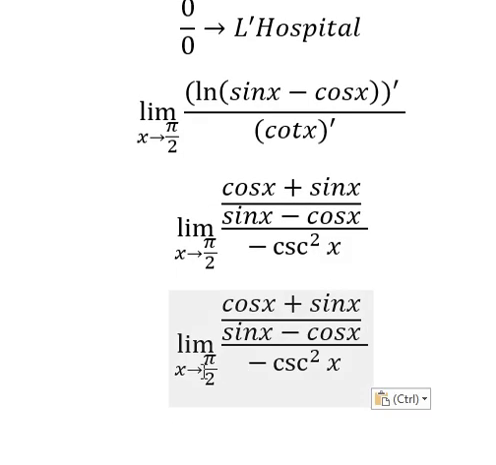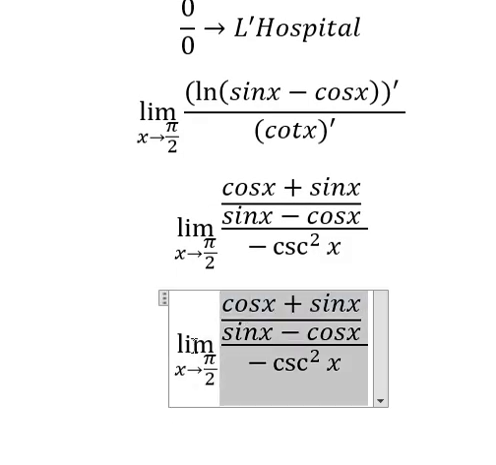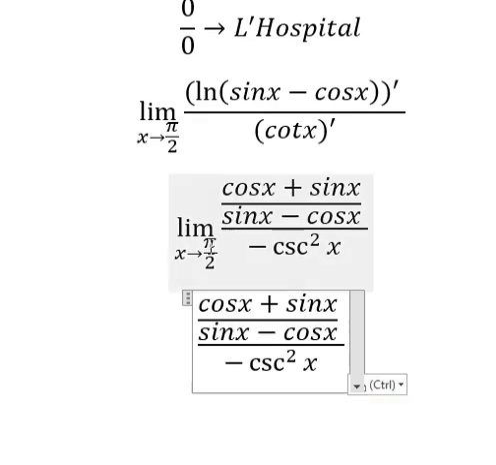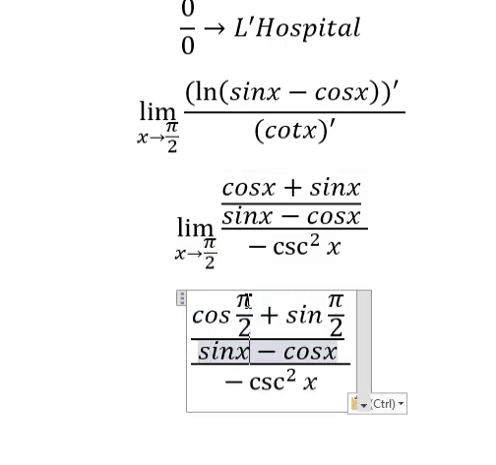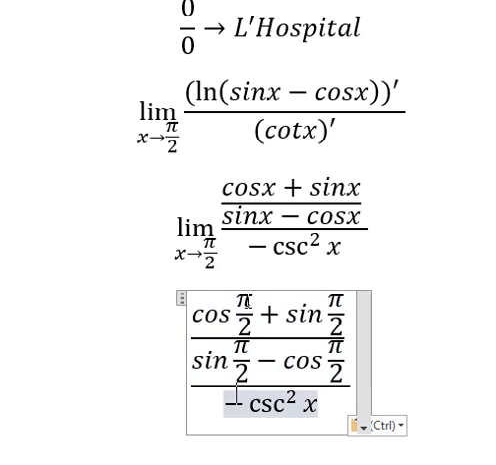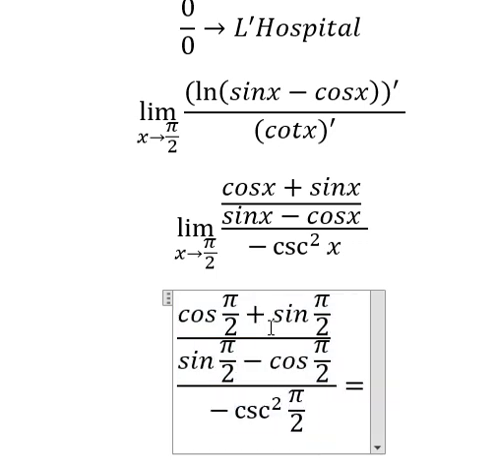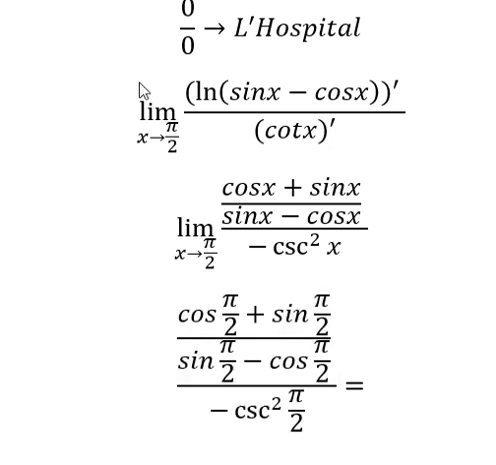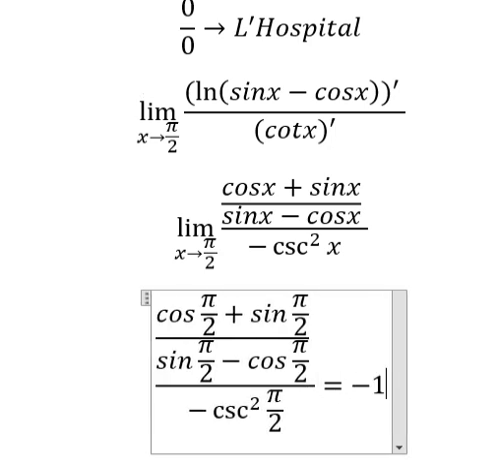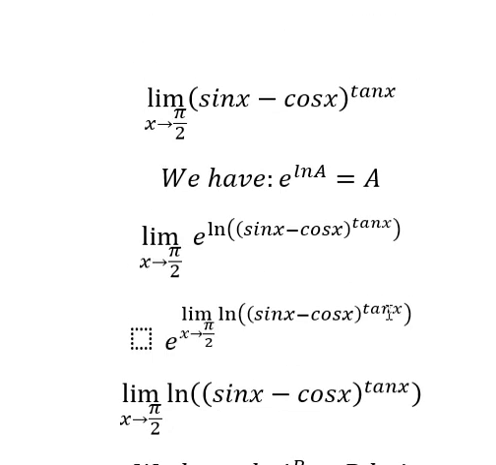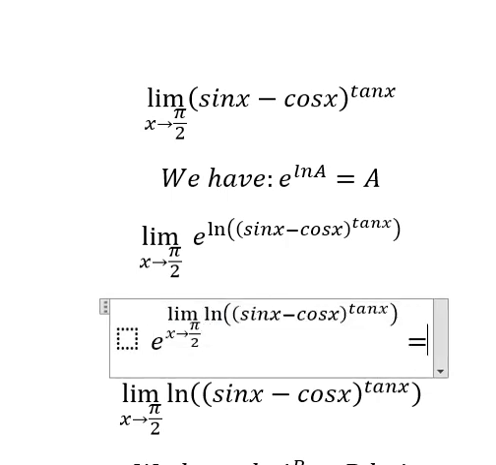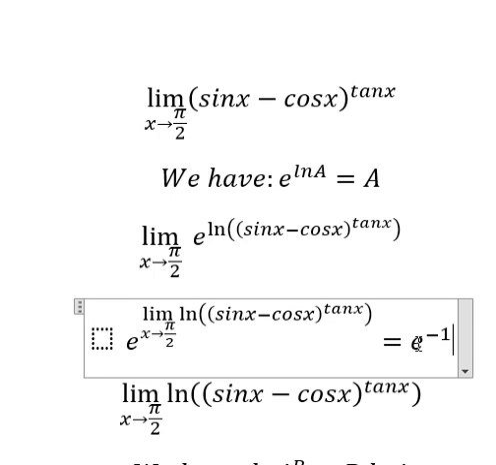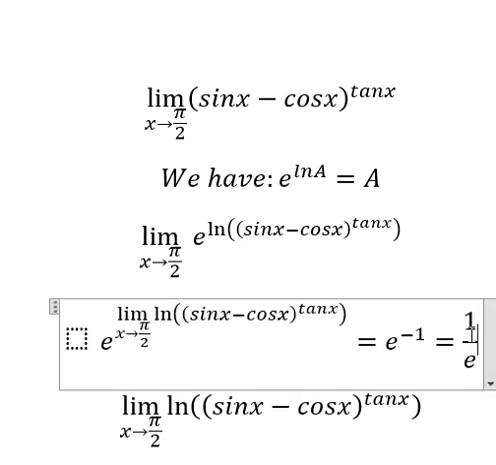And now I will put pi over 2 go here. So we calculate this one, negative number 1. So that means the value of this limit in here, that is about negative number 1. And that is the final answer.